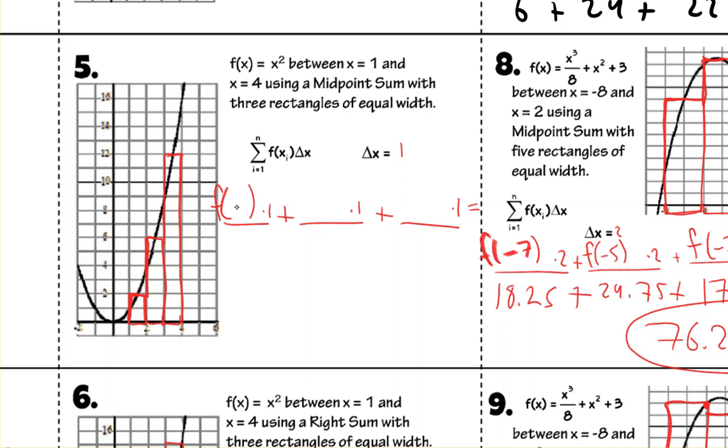What x value did you plug in here? 1.5. Okay, in between 1 and 2. And this one's going to be in the middle of these, so 2.5. And this one's in the middle of those, so 3.5.